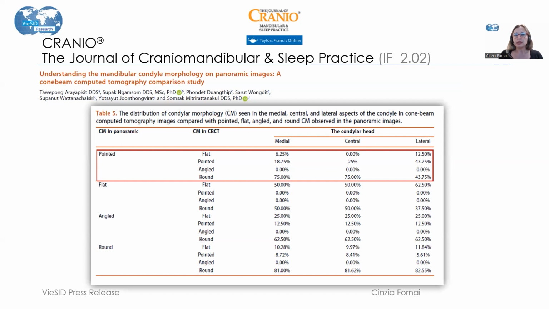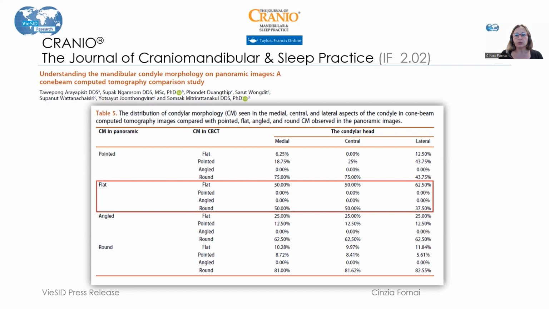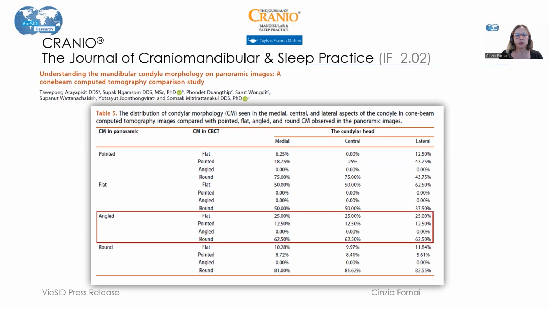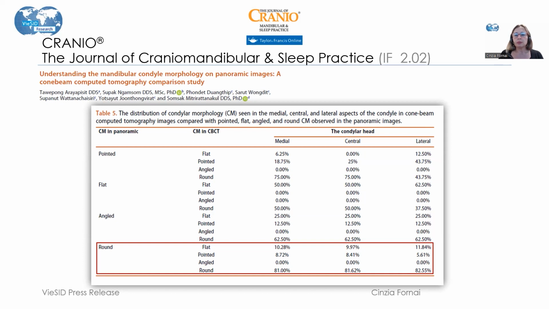Condyles appearing as pointed in the panoramic were mainly round, but could also be pointed or flat. Flat condyles could either be round or flat in the CBCT. An angled shape in the panoramic mostly reflected round morphology in the CBCT, but could also be flat or pointed. So an angled shape does appear to be an artifact of image projection. When the condyle appeared as round in the panoramic, then it most probably was, although it could have been also flat or pointed in some cases.